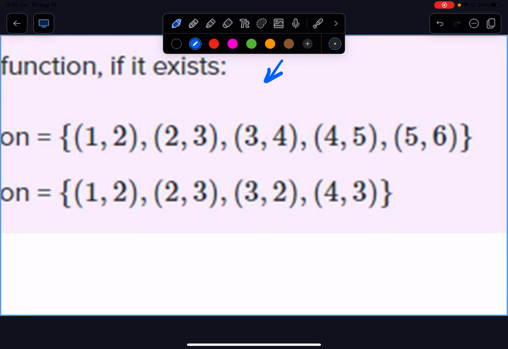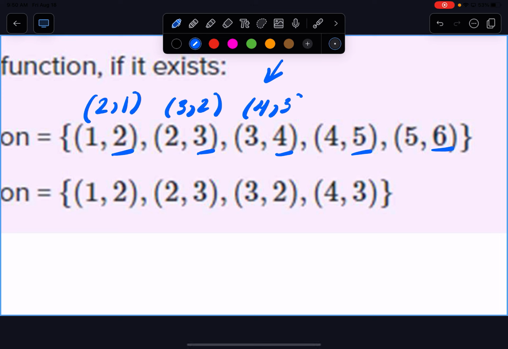Is that true? So look at the y values here. We have a 6, a 5, a 4, a 3, a 2. Is it ever listed twice? No. So we're good. So finding the inverse is easy. We go 2, 1, 3, 2, 4, 3, 5, 4, and 6, 5. And then if we're being technical, we put our little set sign.